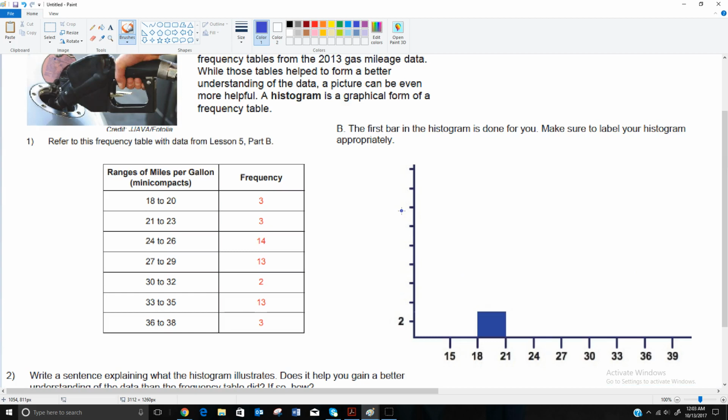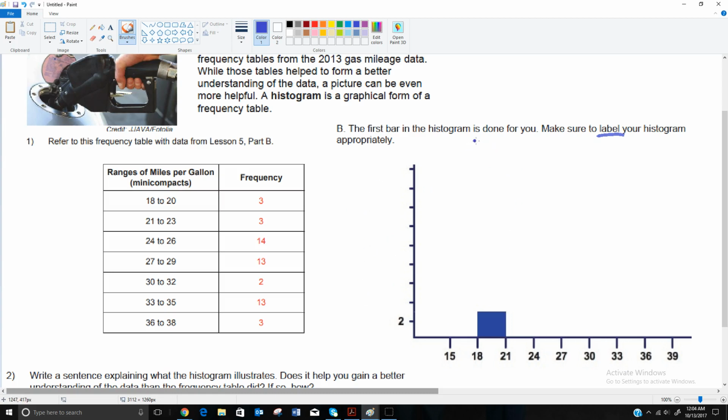So they have this kind of started here for us with the histogram, and it has the labels on it, but we're going to fill in all the details here. And before I actually continue drawing this graph or this histogram, I'm going to get the labels on here. So you notice it says to make sure you label it correctly. So I'm going to get a title on here, and I'm going to get the axes of the graph labeled.